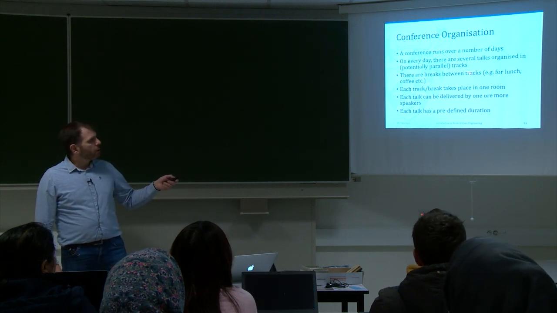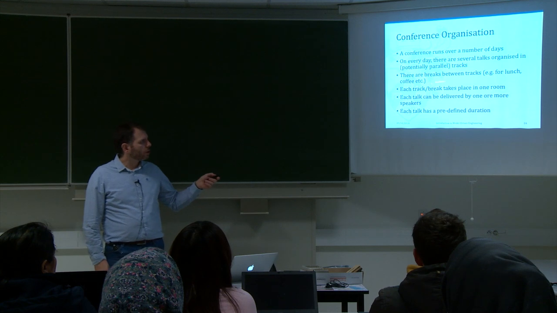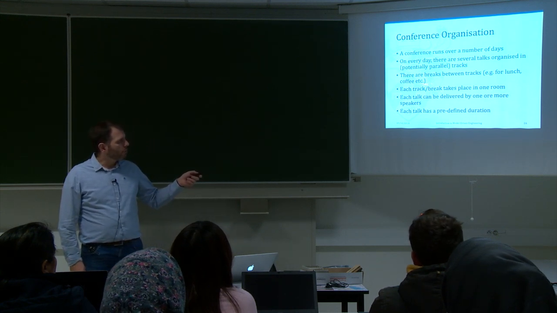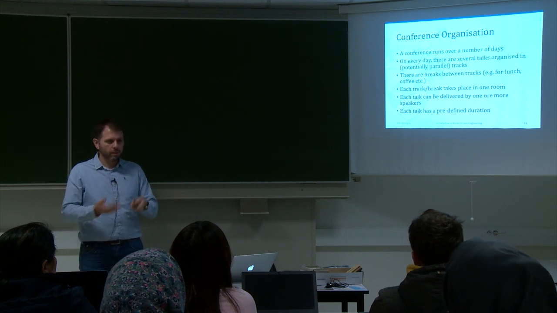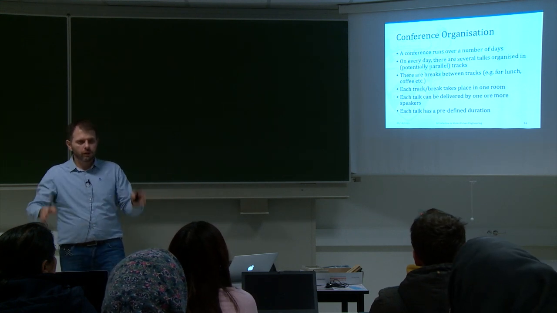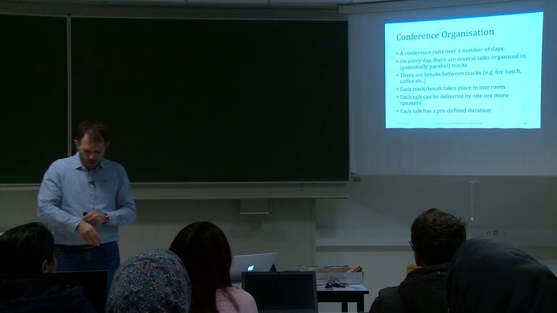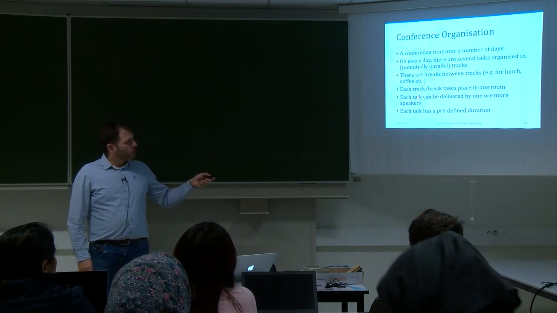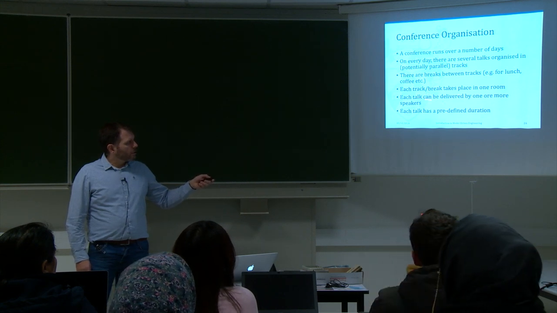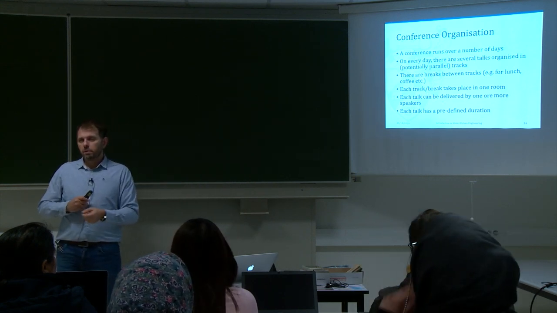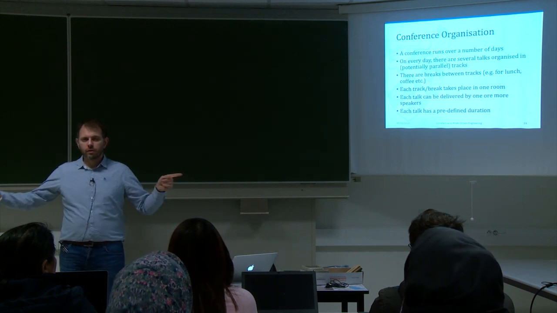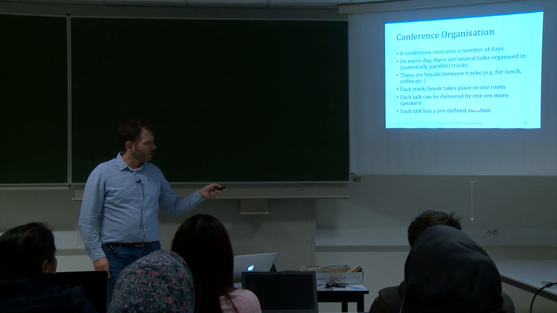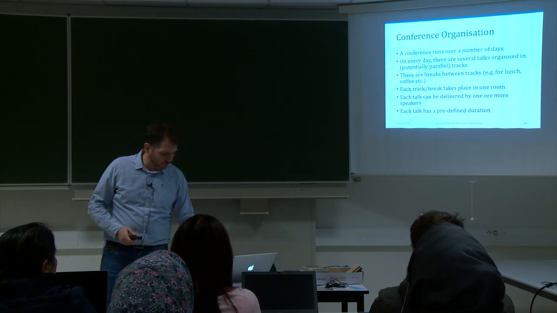And then you have breaks between tracks for things like lunch and coffee, and you need to allocate every track to happen in a particular room so that you don't get two cohorts of people in the same room unintentionally. And you need to specify which talk is delivered by which speaker, and hopefully not get the same speaker deliver two talks at the same time in two different tracks. And you want to assign a duration to every talk.